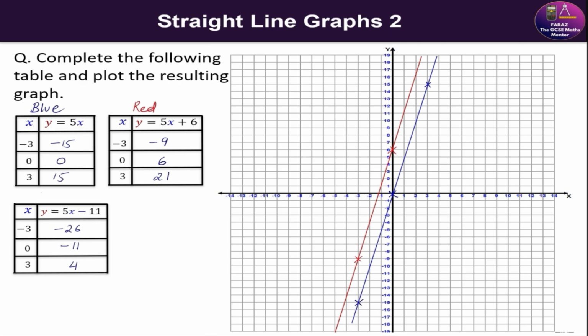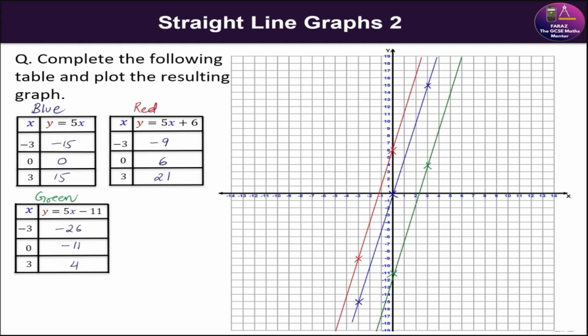Let's plot the last one with the green color. So the coordinates are negative 3, negative 26. You can't plot negative 3, negative 26, but you can plot 0, comma negative 11 and 3, comma 4. So 2 points are enough to draw a line on the grid. 0, comma negative 11 must be at this point. And then we have to plot 3, comma 4. 3, comma 4 must be there. And then you can extend the line on the grid. So this green line is y equals 5x minus 11.